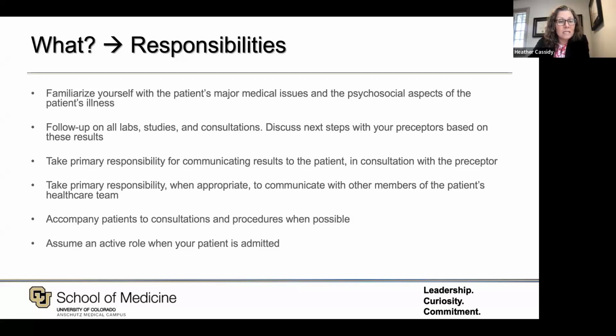We encourage them to be taking primary responsibility for communicating results to the patient, clearly in consultation with an attending or a preceptor, and to be taking primary responsibility to communicate with other members of the patient's care team, and then to really break out and get into consultations, procedures, hospitalizations, wherever possible. Finally, we encourage them to assume an active role when they learn that their patient has been admitted.